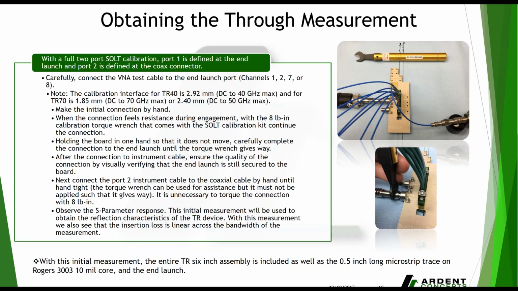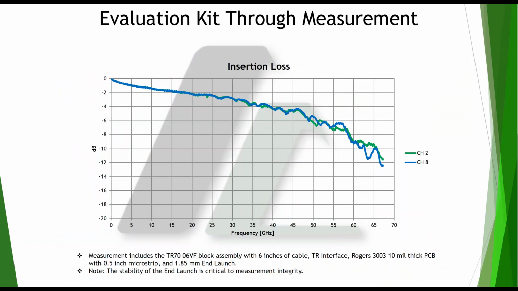Observe the S parameter response, the initial measurements we use to obtain the reflection characteristics of the TR device. With this measurement, we also see that the insertion loss is linear across the bandwidth of the measurement. So here is a look at the graph of insertion loss. This is not de-embedded, obviously. As you can see, the signal starts to lose its way a little bit as it crosses the 40 gigahertz mark. This can most likely be attributed to the PCB and the trace, as we have the whole connector outlined here. But it's important to note the stability and the slow grade of the insertion loss there.